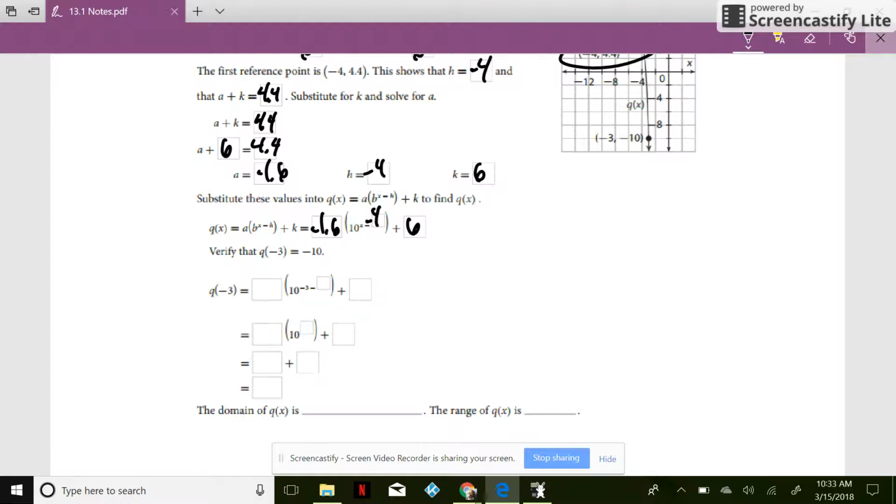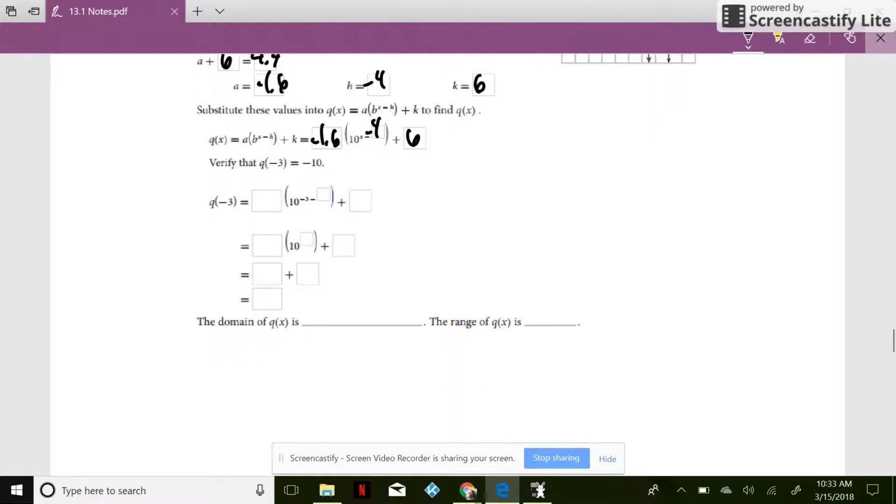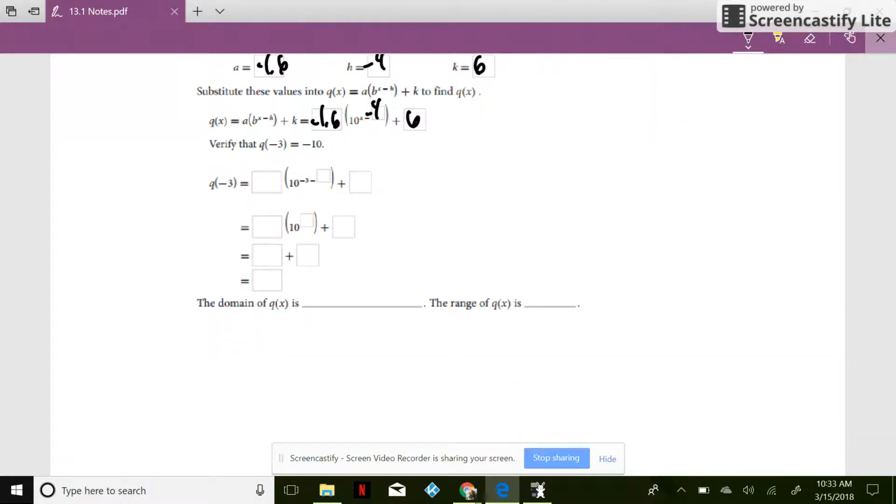We're not double checking the other value. We're going to assume that it works. Domain is again all real numbers. Range, we did have a reflection. So our y values will be less than whatever our k value is. So in this case, it would be 6.